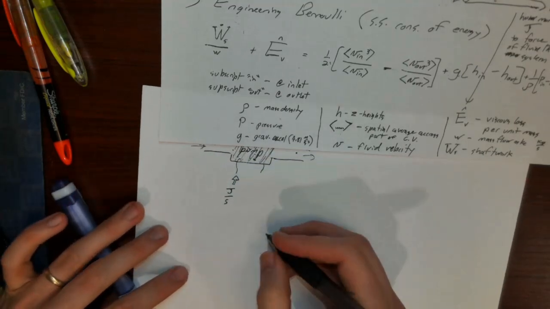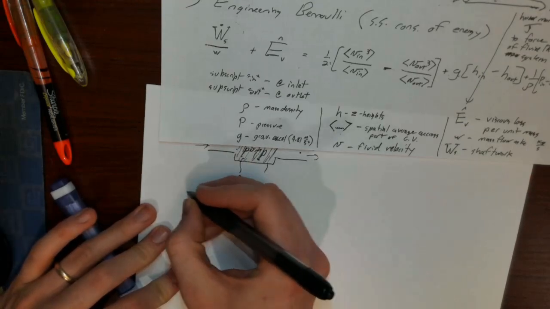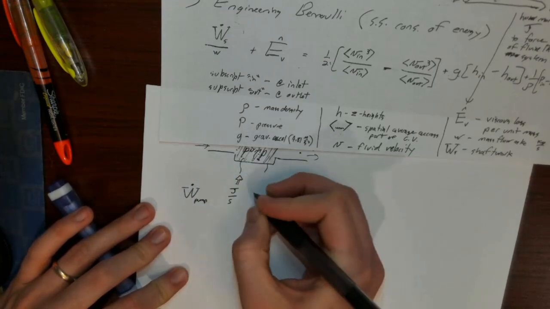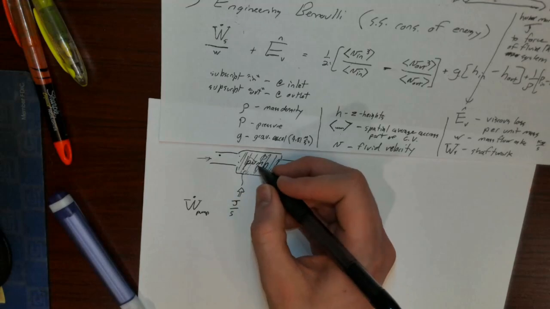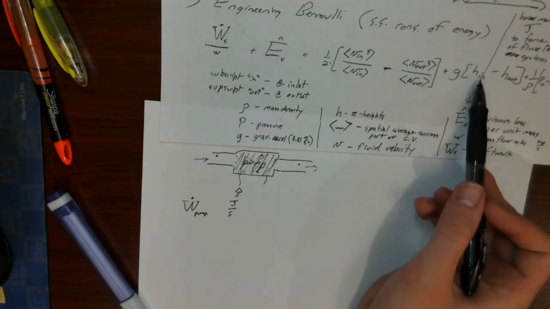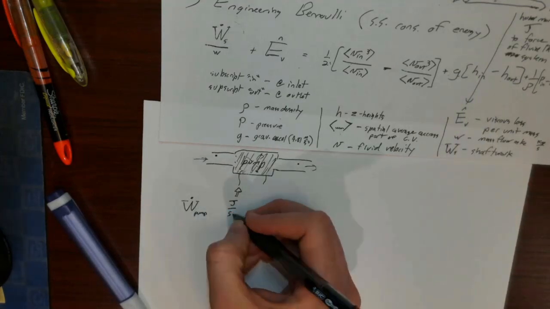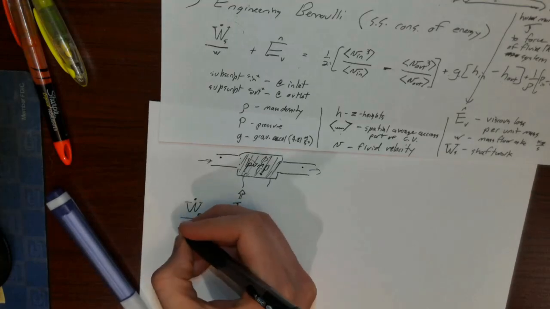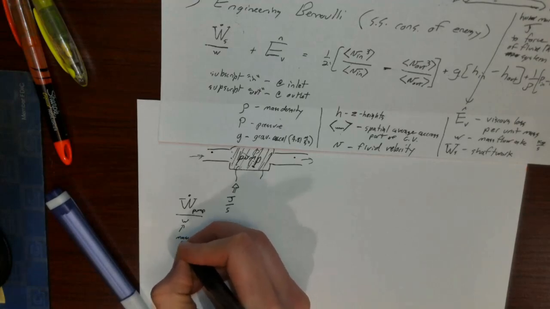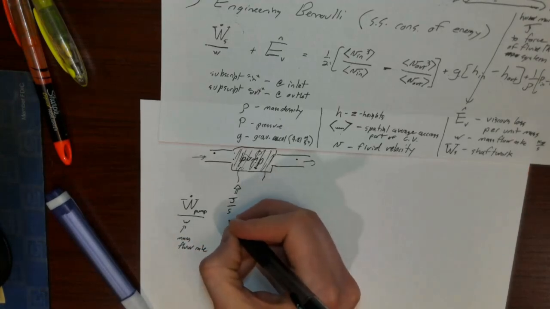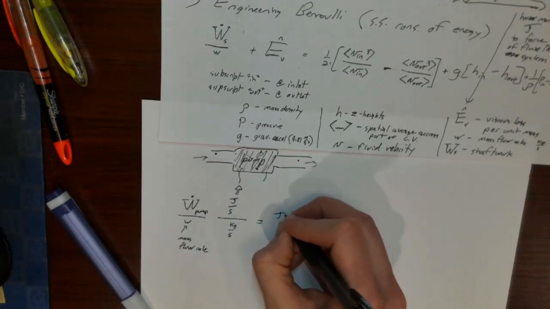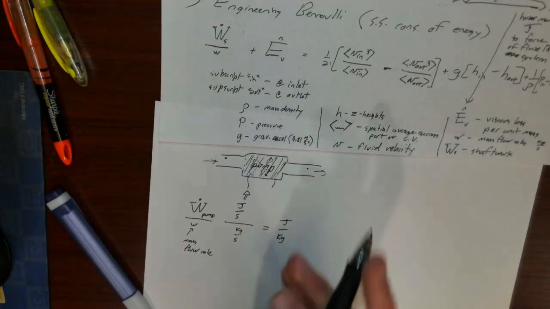If I have some power going into the pump, that's basically this W dot pump. I have some external power that goes into the pump. Each of these terms in these equations is described on a per unit mass basis. So if I take the joules per second in this pump and divide it by the mass flow rate, which I'll call a little W dot, if I take joules per second and divide it by kilograms per second, then I get joules per kilogram, making it consistent with the rest of the terms in this equation.